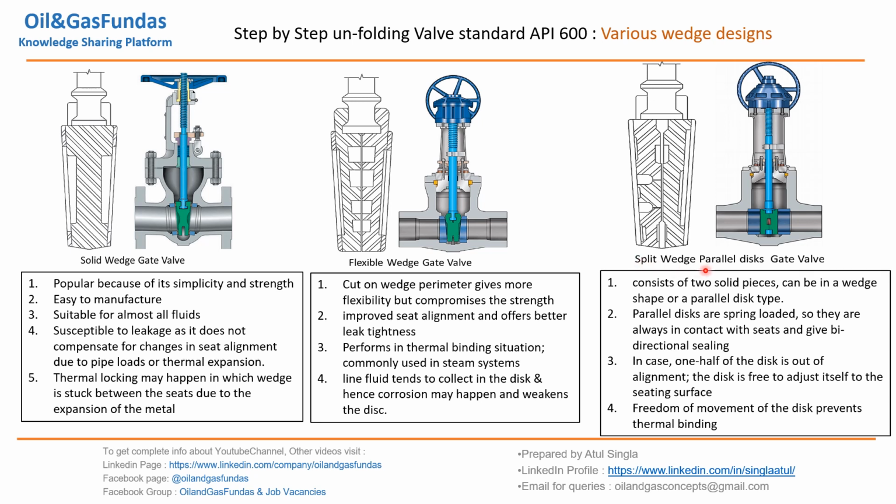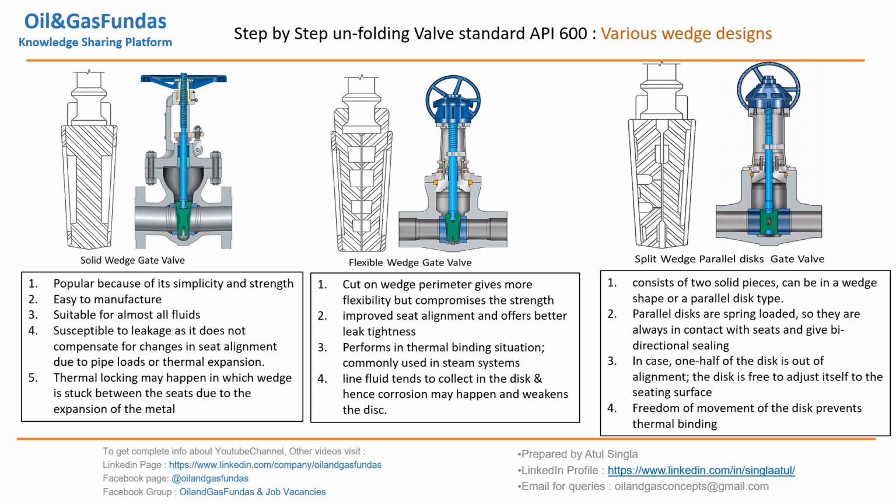The third type is the split wedge parallel disc gate valve. What is different here if we compare it with these two wedges? It consists of two solid pieces. If you see, we have two different pieces, two separate pieces here. It can be a wedge shape or a parallel disc.